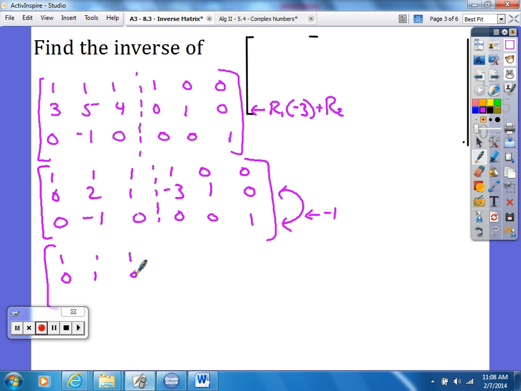Good to go. And then over here, that would be 0, 0, negative 1. You like that? If I do it all in one line, I don't have to multiply later. This bottom line then is 0, 2, 1. Negative 3, 1, 0. Top line is still 1, 0, 0.